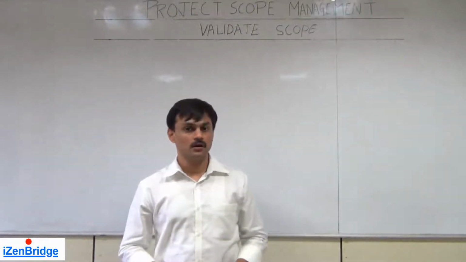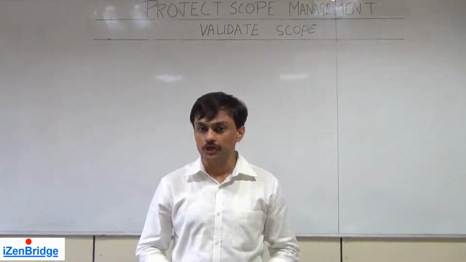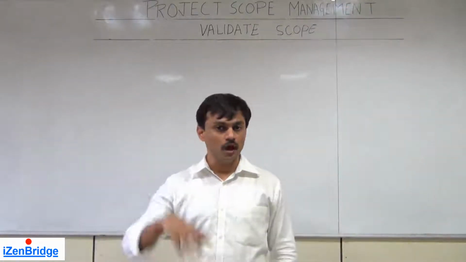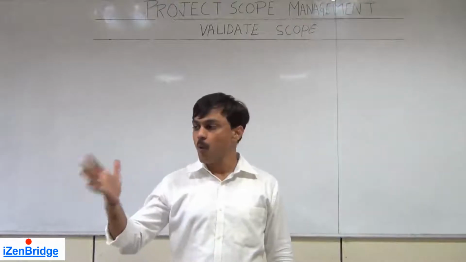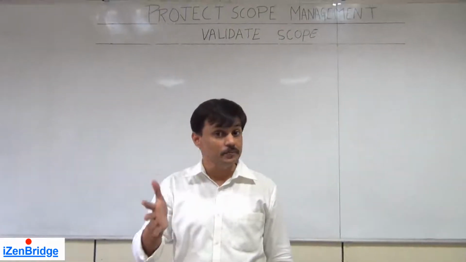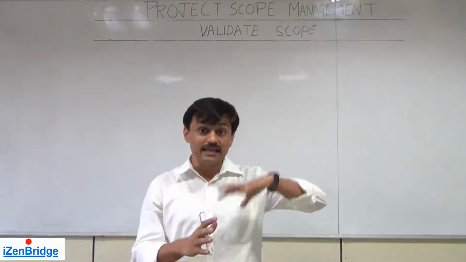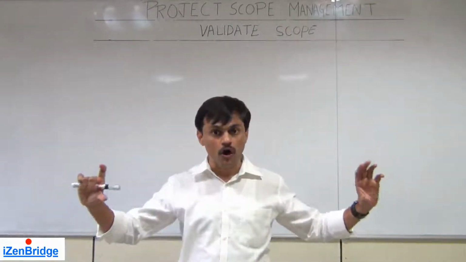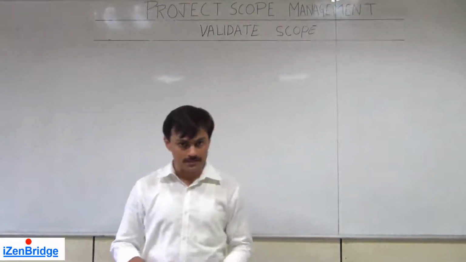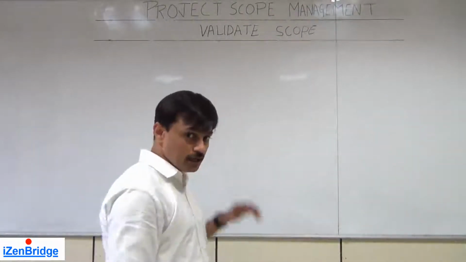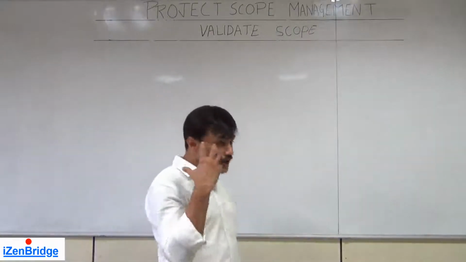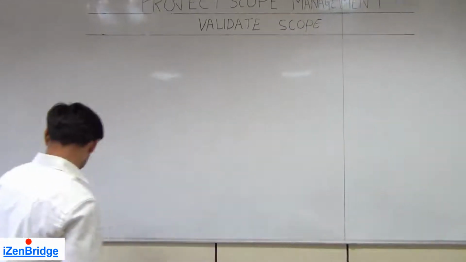Validate Scope is a process of the monitoring and controlling process group of the project scope management knowledge area. It takes verified deliverables as an input and gives us accepted deliverables. So that's the main use of this particular process. Now let us look at the inputs, tools and techniques, and outputs of this process which gives us accepted deliverables.